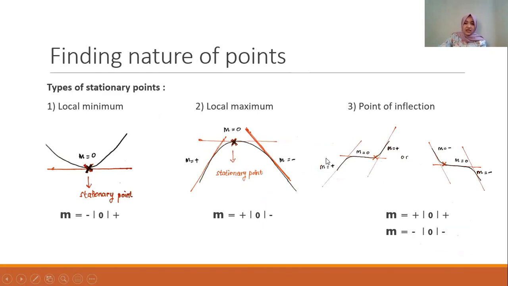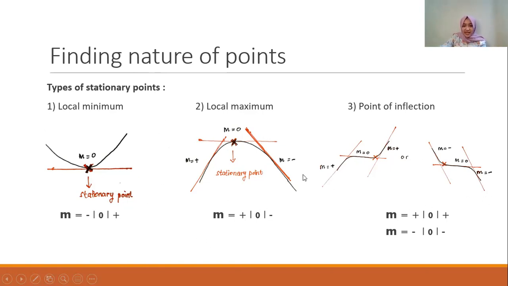So after we get the stationary points or the coordinates, we can determine whether they are a local minimum, local maximum, or point of inflection. If I have a curve like this, you can see that the curve goes down and then goes up. So the order of the gradient is minus, 0, plus. So we can say that this point is a local minimum.